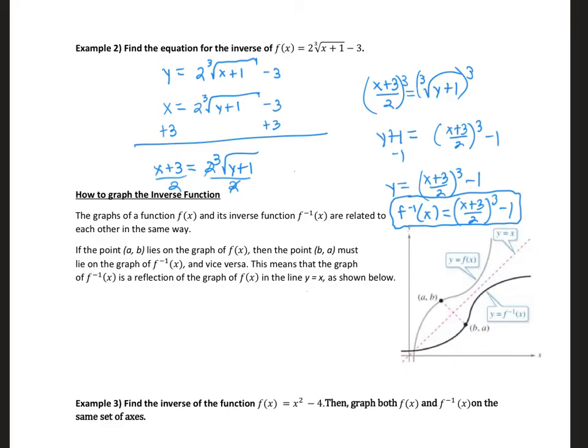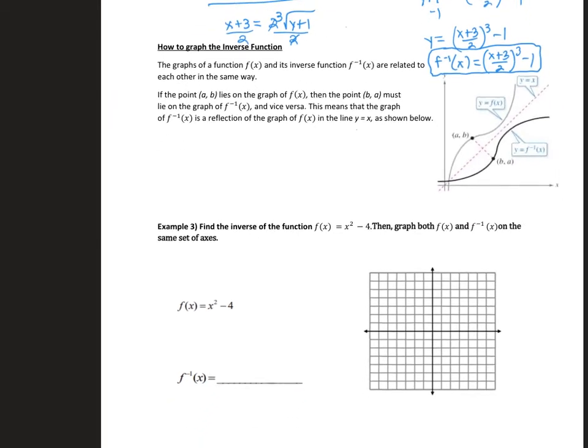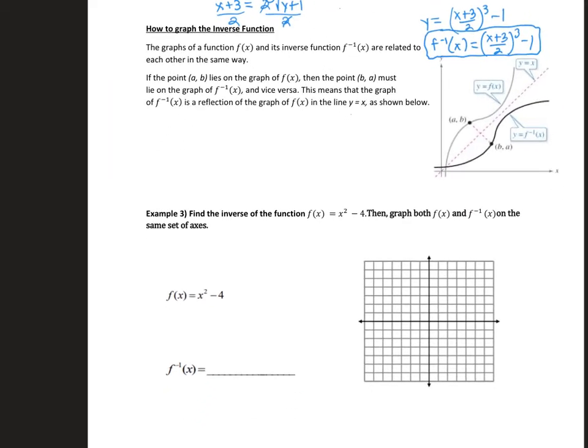So let's go ahead and take a look at our bottom example, example 3. It says find the inverse function for f of x equals x squared minus 4, then graph both the function and its inverse on the same set of axes. So starting with my function, f of x equals x squared minus 4, I know that my vertex is going to be at negative b over 2a. Well, b is 0, so 0 over anything is 0. And I have a shift down of 4, so 0, negative 4.